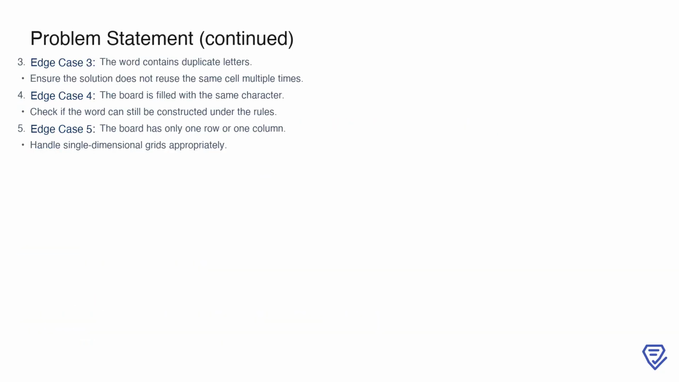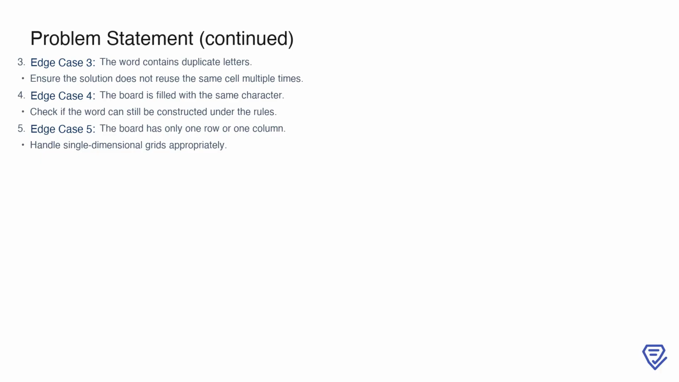Finally, let's consider some edge cases that you might encounter. First, if the word is a single character, you simply check whether that character exists in the board. If it does, return true, otherwise return false. Second, if the length of the word exceeds the total number of cells in the grid, you can immediately return false because it's impossible to fit the word.